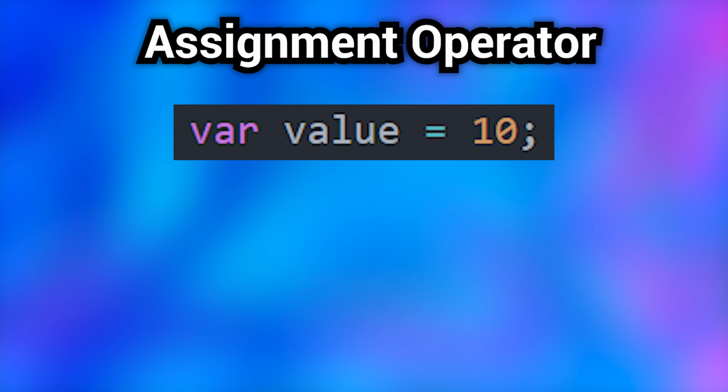Everything you need to know about JavaScript operators in 3 minutes, in 4 minutes, in 5 minutes. Operators are just symbols that are used to represent a mathematical or logical action. A basic example of this is the assignment operator. If we want to make a variable called value and set it to 10, we'd say var value equals 10. In this case, the equals symbol is an operator.